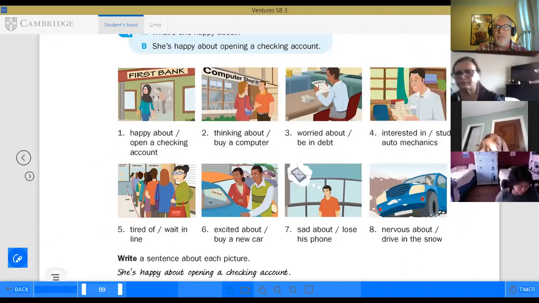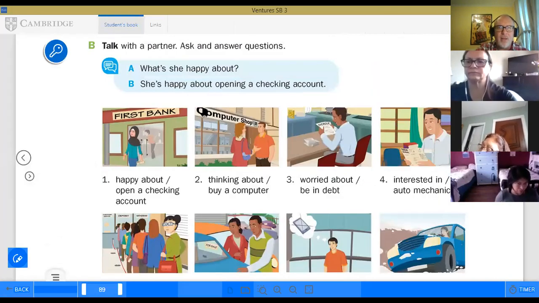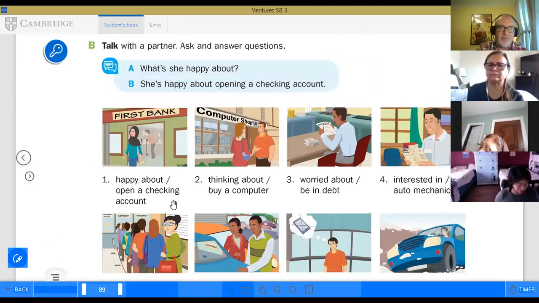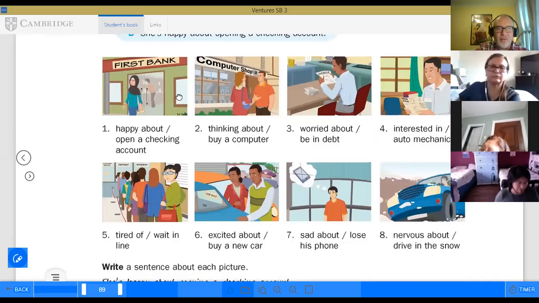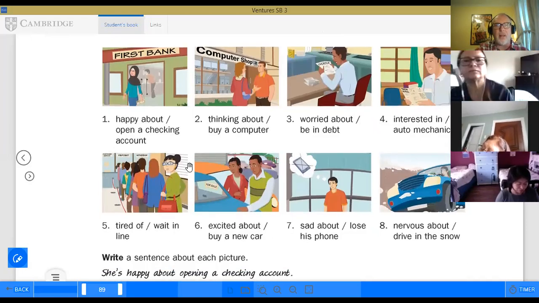Okay, good. So look at the example. What is she so happy about? Well, she's happy about opening her checking account. All right. Good. So let me ask you some questions. Let's start with Sebastiana.